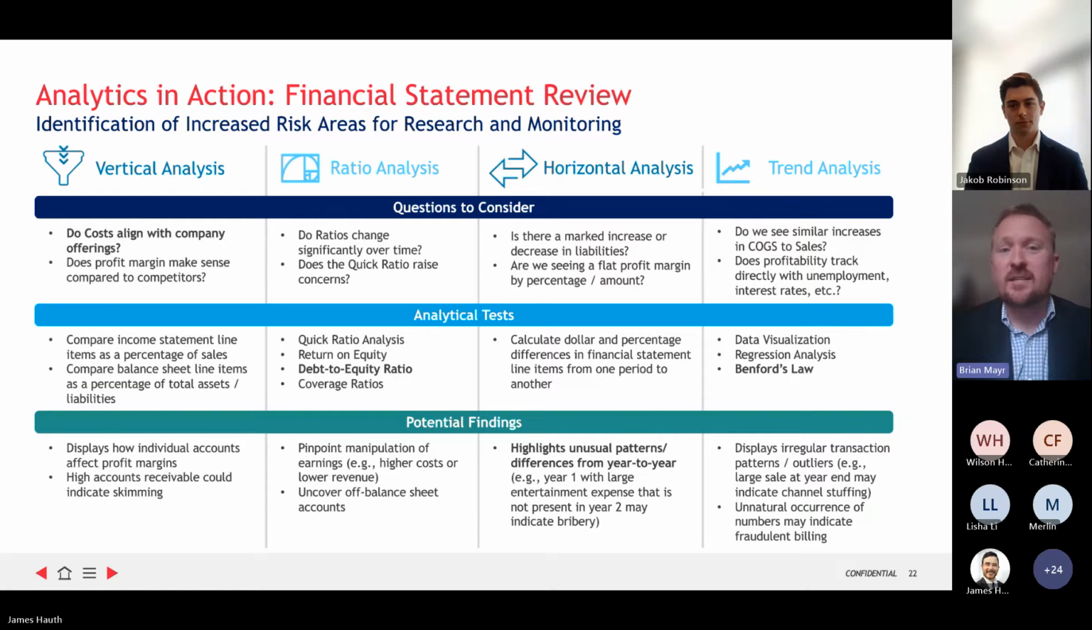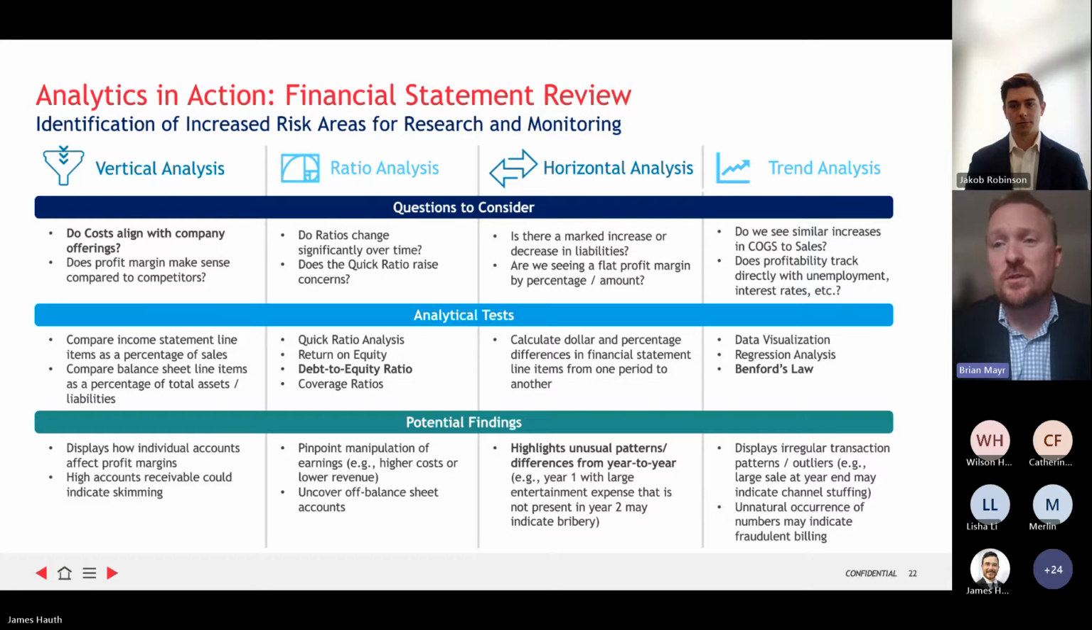And so that's where I think this type of slide, this type of mindset, and these are kind of useful thoughts and considerations. Like, hey, when you're reviewing an investment or an investor or other kind of activity, are you looking at the data in different ways, right? Vertical, ratios, horizontal, and trends.